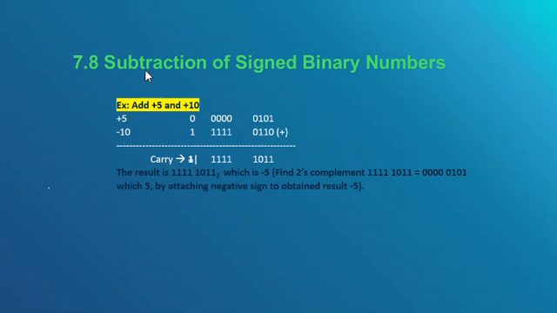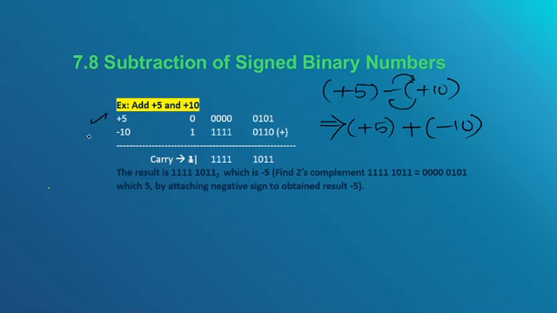So the next number is going to be plus 5, which is subtracted with plus 10. So this we will replace with addition. We'll bring minus inside and plus outside. So it becomes plus 5 plus minus 10. So you can see we have plus and minus. So when you subtract, you know that the answer is going to be minus 5 over here.